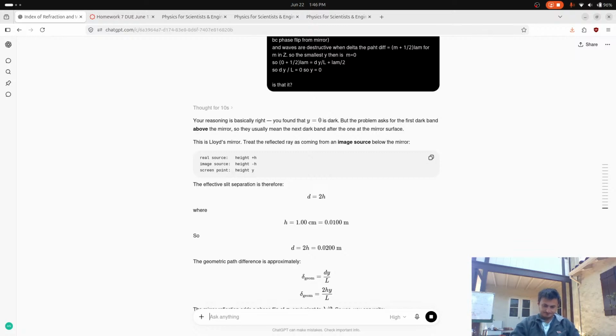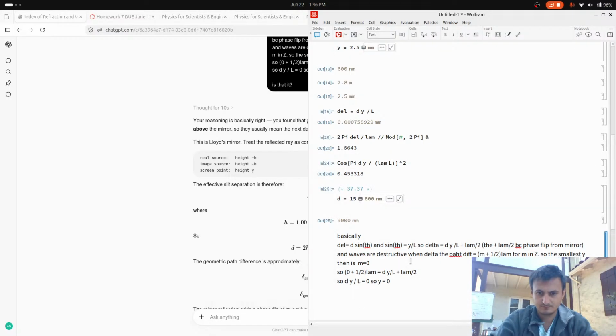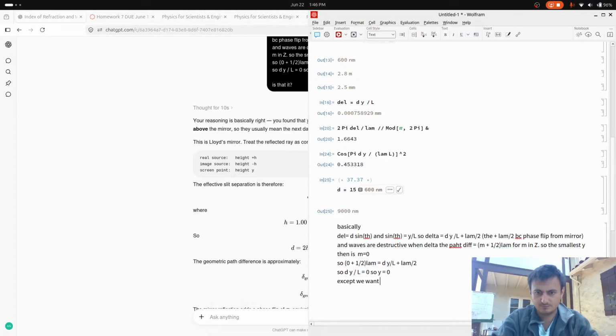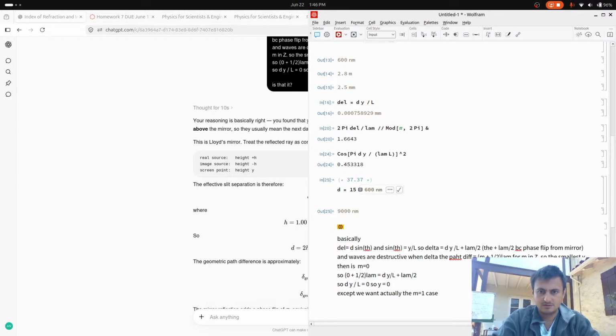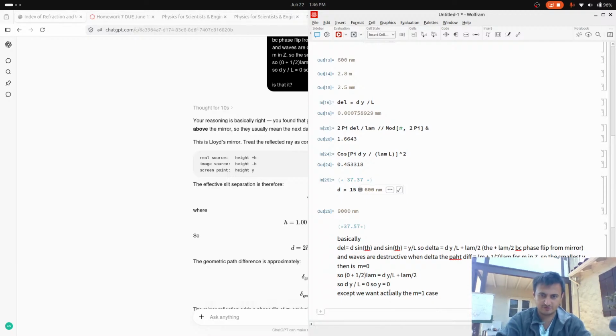Oh, okay. All right, so then 3/2 lambda becomes lambda is equal to dy over L. So then, okay, wait. So this is 37.57. Okay, so let's just get all of our parameters down.